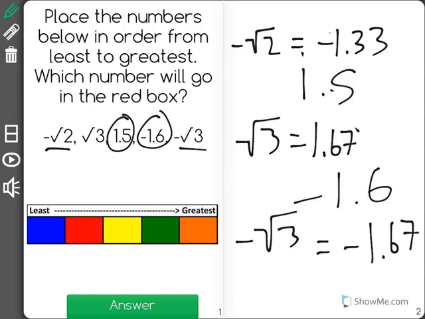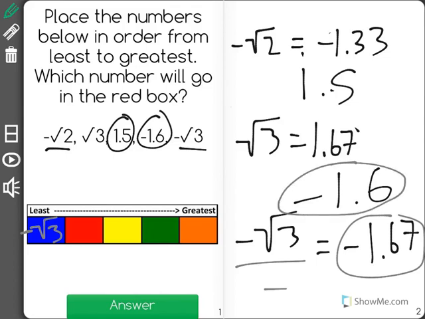Now it says to place them in order from least to greatest. So let's start by finding the least. Well, the least number is negative 1.67, which we call negative root 3. Next up is negative 1.6, followed by negative 1.33, right? Negative numbers will always be less than positive numbers.